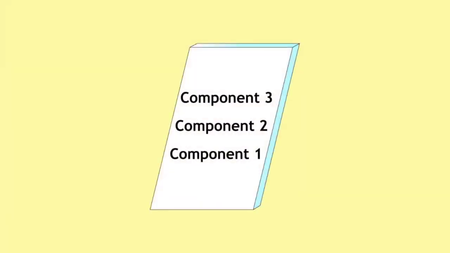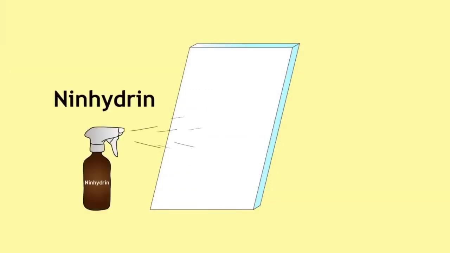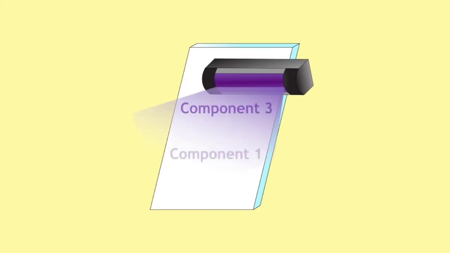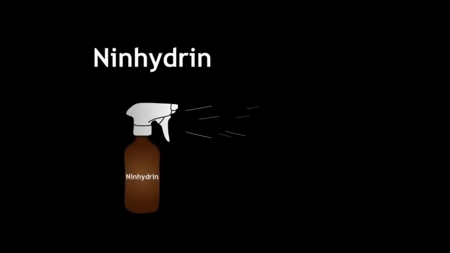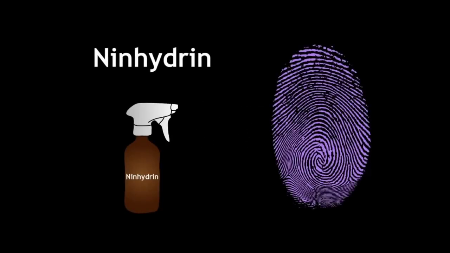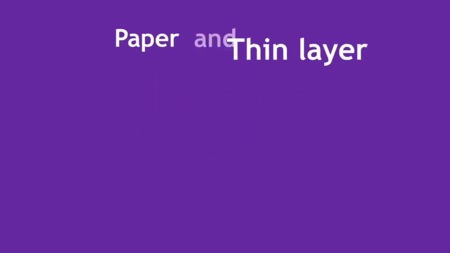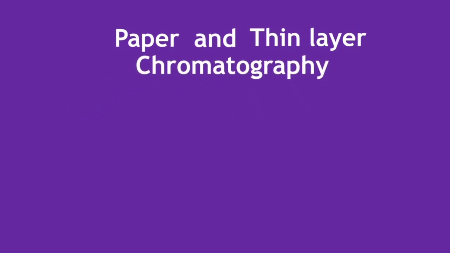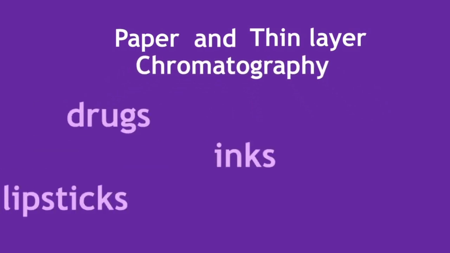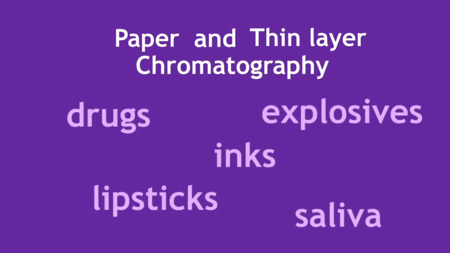If the separated components are colorless, the dried chromatogram may be sprayed with ninhydrin, which can turn some components purple, or the chromatogram may be viewed under UV light. Ninhydrin is used to detect fingerprints from a crime scene. These chromatography methods can be used to identify and compare samples of drugs, inks, lipsticks, saliva, and explosives, just to name a few.